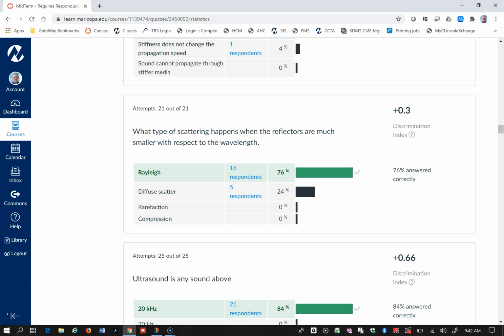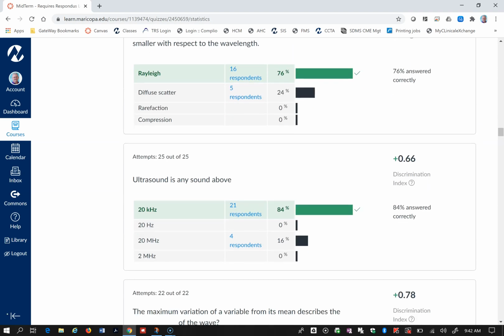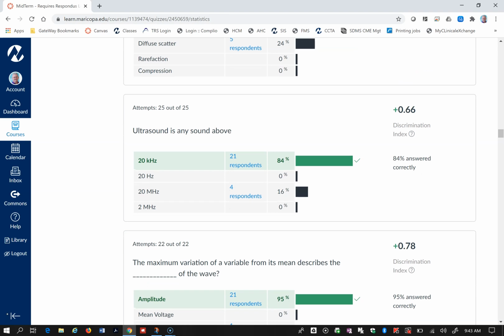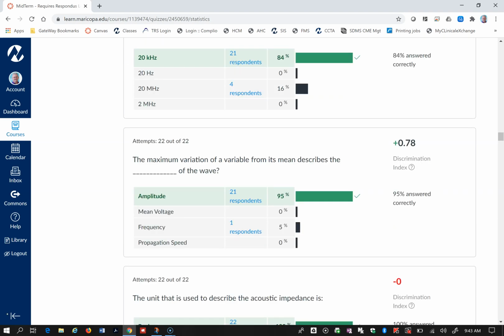Next question, what type of scattering happens when the reflectors are much smaller with respect to the wavelength? That's Rayleigh scattering. That's straight from the book. Ultrasound is any sound above 20,000 hertz or 20 kilohertz. So our answer is number 1.